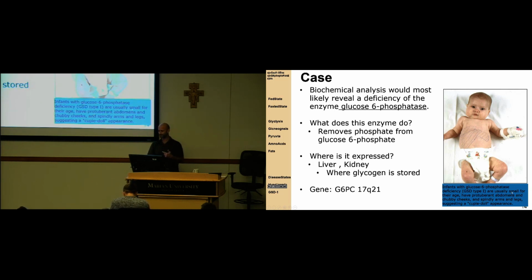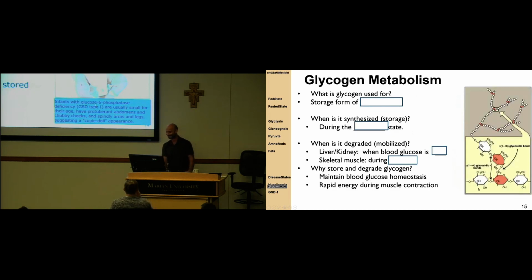They're usually small for their age, which is a child. They have protuberant abdomens and chubby cheeks, child, and spindly arms and legs suggesting a Cupid doll appearance. That all sounds like a baby to me. Somehow you're supposed to kind of see that presentation and think, oh, they're having maybe GSD1.